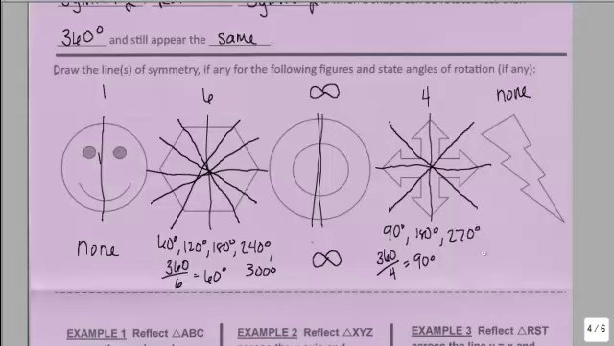We never list 360 because remember it says right here it's got to be less than 360. With this, if you turn it and you keep turning it, you will not get the exact same back until you reach 360. So this one has none because remember they have to be less than 360.